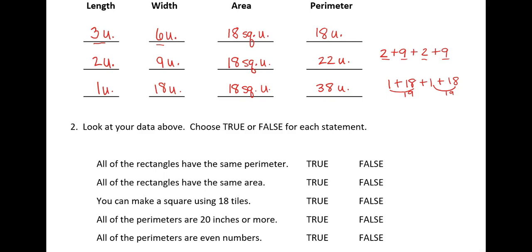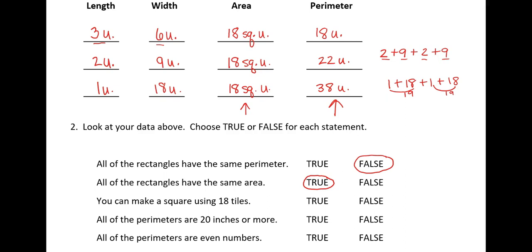The first statement is all of the rectangles have the same perimeter. So if I look at the perimeter column, you can see that they do not have the same perimeter. So that statement is false. All of the rectangles have the same area. Looking at the area column, they do have the same area. And again, that makes sense because for each rectangle, we used 18 square tiles to make the rectangle. So that area was always 18 square units.